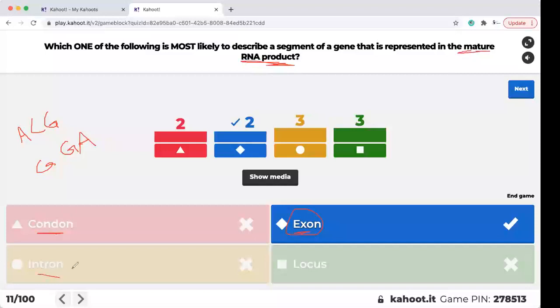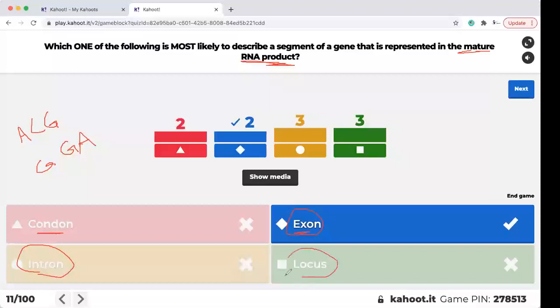Unlike the exon, the intron will be lost, meaning that the intron is a nucleotide sequence within the gene that will be removed by a process called RNA splicing. And what is RNA splicing? It is a process that happens during maturation of the mRNA. The immature mRNA has introns, but the mature mRNA doesn't have introns.